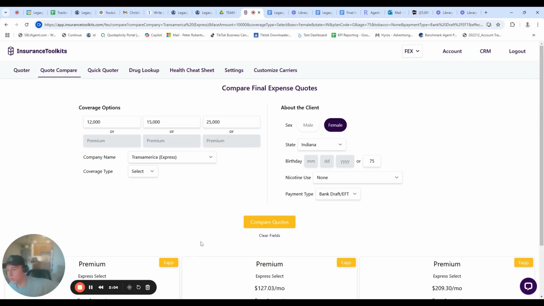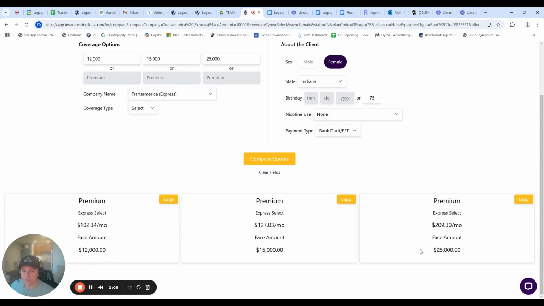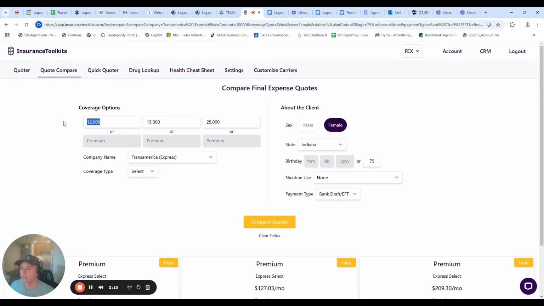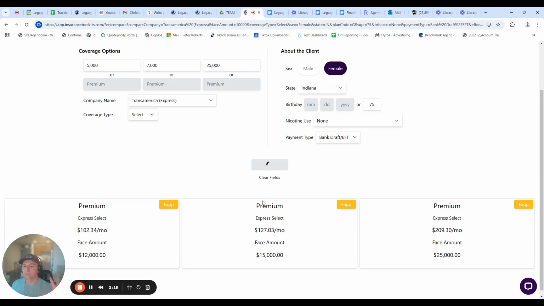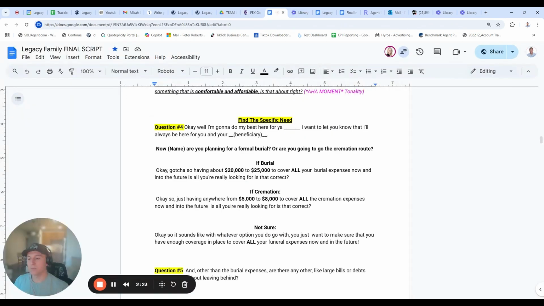So you're going to pitch to solve for problems, and that's what you're going to be able to understand: 12,000, 15,000, and 25,000. Now, if she's going for a cremation, you're probably going to start with a 5,000, a 7,000, and then probably the max option still. So why this question is important, going back to the script, is because it allows you to understand what their need is. And if you undersell them life insurance, or if you don't give them enough life insurance for what they're trying to solve for, they're not going to want to move forward.